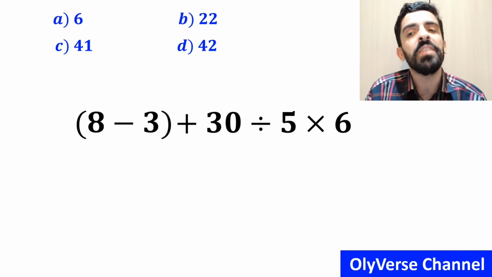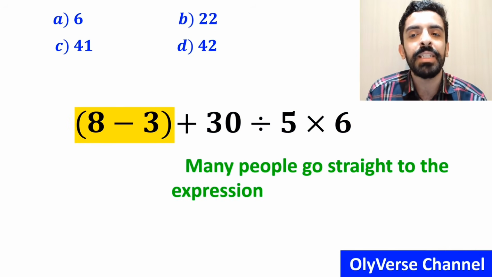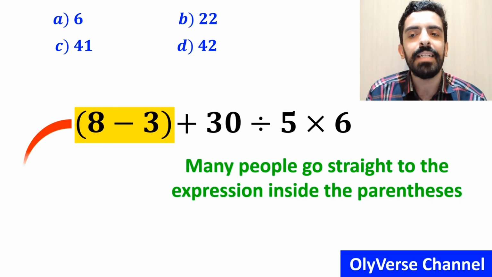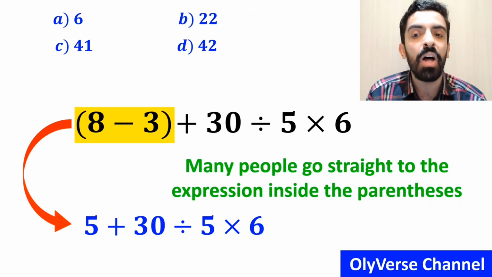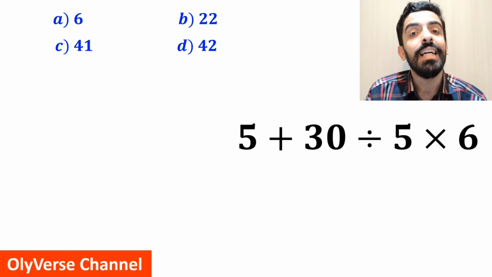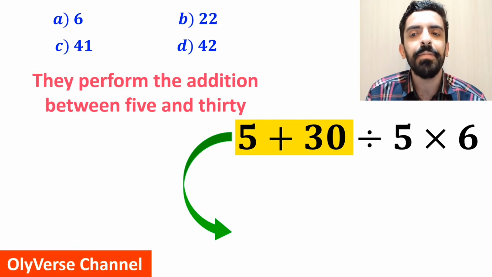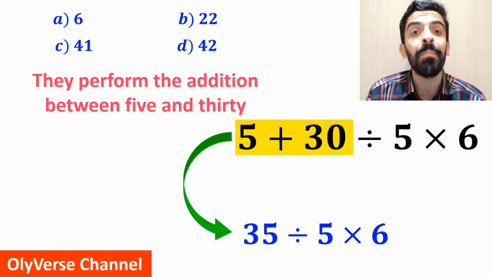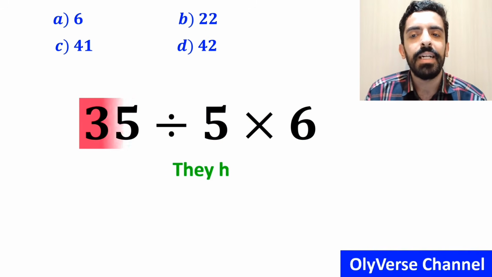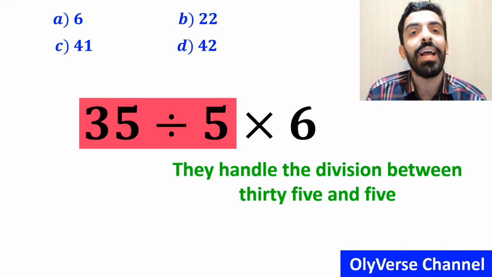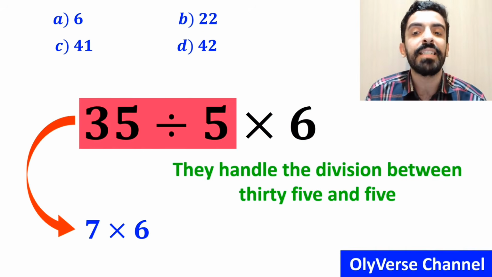In the first step of solving this question, many people go straight to the expression inside the parentheses and simplify the whole expression to 5 plus 30 divided by 5 multiplied by 6. In the next step, they perform the addition between 5 and 30 and simplify this expression to 35 divided by 5 multiplied by 6. In the final step, they handle the division between 35 and 5 and write this expression as 7 multiplied by 6, which eventually gives them the answer 42.